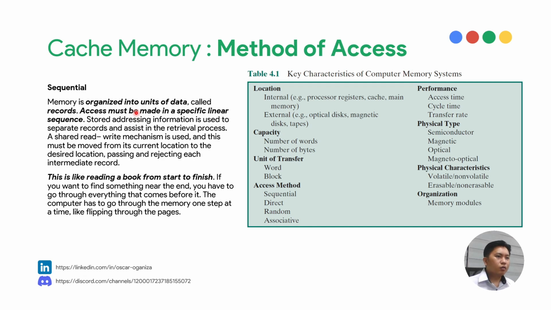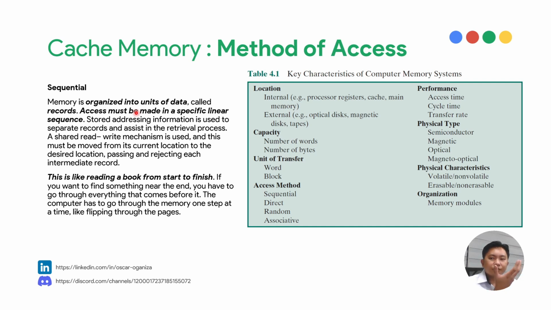No? So ano ba ang tinatawag na sequential? When we say sequential, memory is organized into units of data called records. Access must be made in a specific linear sequence. Ibig sabihin, tuloy-tuloy siya dapat. No? Stored addressing information is used to separate records and assist in the retrieval process. A shared read-write mechanism is used, and this must be moved from its current location to the desired location, passing and rejecting each intermediate record.